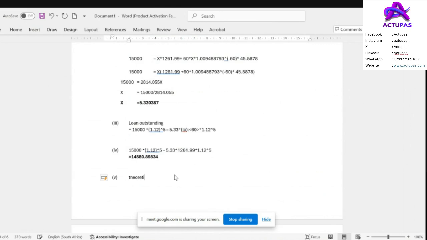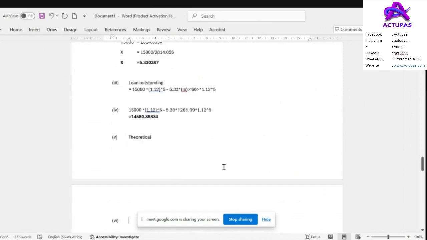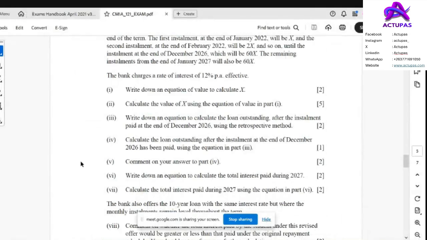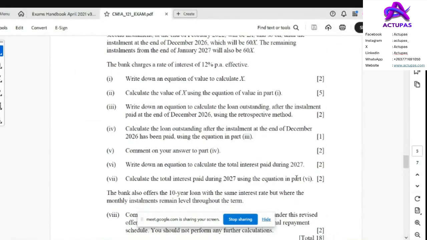Theoretical. I've explained it. Now move on to part 6. What does part 6 say? Write down an equation to calculate the total interest paid during 2026. The total interest paid during 2027.